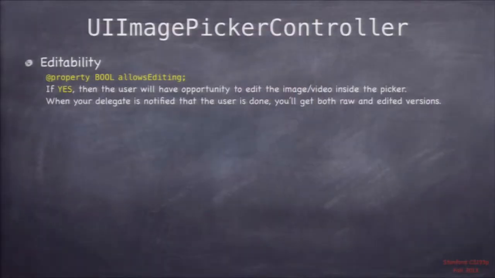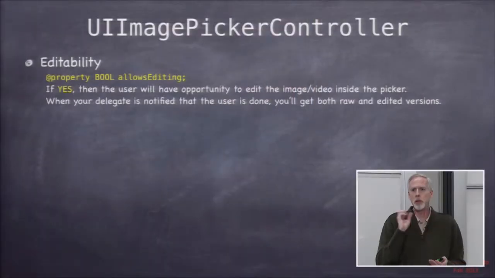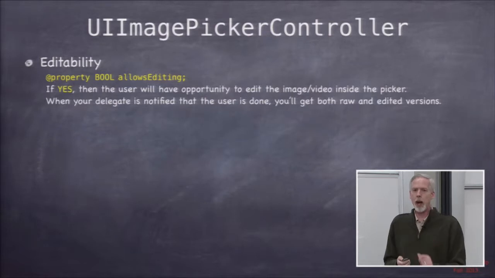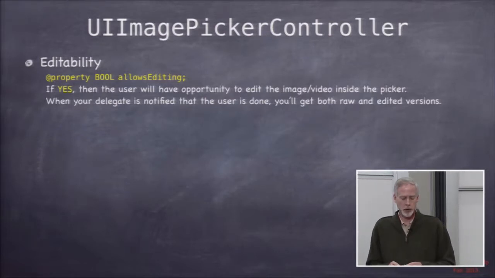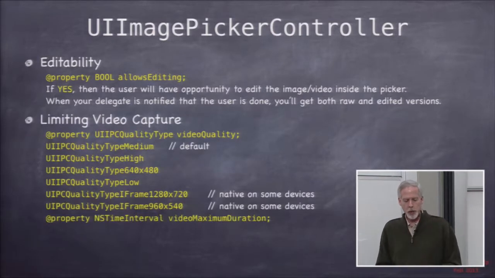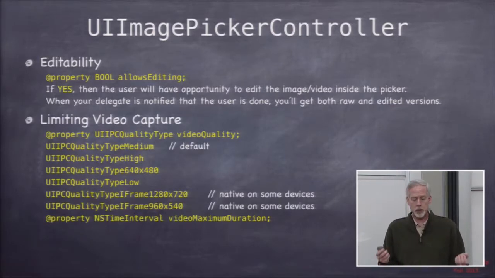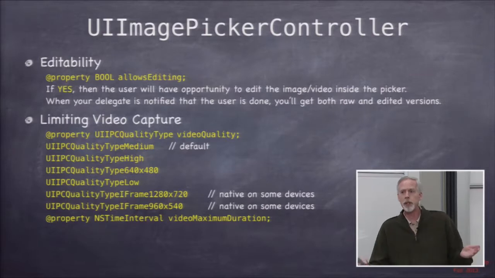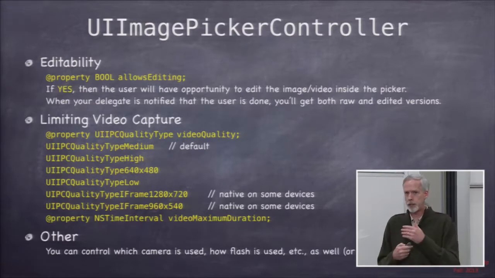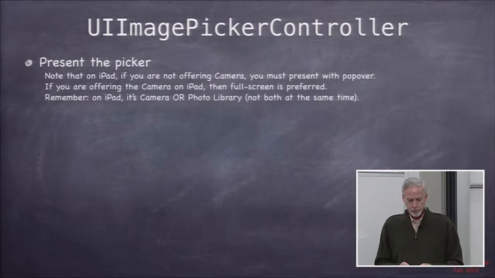All right, editability. When someone takes a picture with the camera, they can zoom in on it and move around and pick what part of the image they want to report back to your app, if you allow that. You have to allow that by setting allowsEditing on your UIImagePickerController instance. You can also do things like limit the video capture to be low resolution or only a certain number of seconds. I'm not going to go through every single thing you can do in UIImagePickerController, but there's tons of stuff you can do with flash, all these other things you can control.